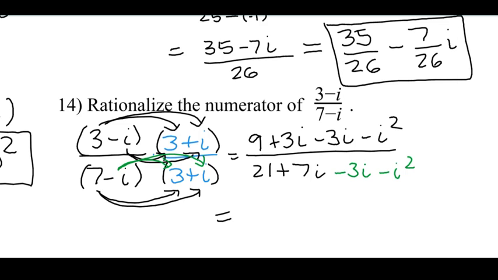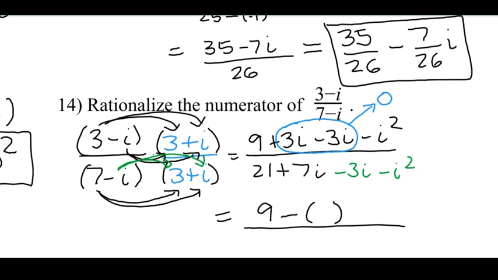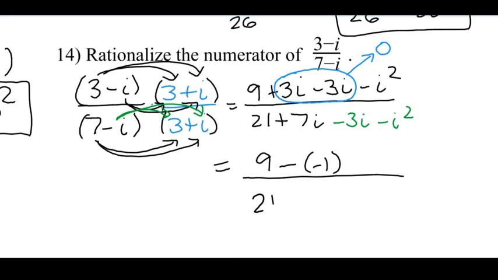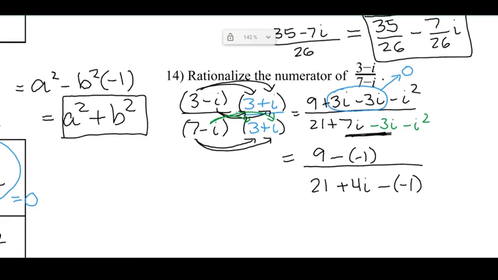So on top, we did multiply the numerator by its conjugate, so the two terms in the middle do in fact add up to 0, and that's a good checking point. They should if you multiply anything by its conjugate. And so on top, we only are left with 9, and then minus i squared, which I'm going to go ahead and jump right into replacing i squared with negative 1. And then on bottom, we have 21. In the middle here, we have like terms. So that's a total of 4i. And then in the back, we have minus i squared, so minus negative 1. Okay, almost there. Okay, on top, 9 plus 1, so 10 on top.